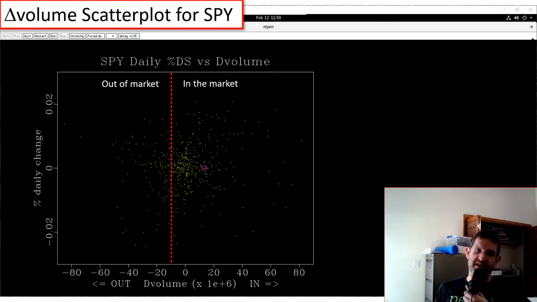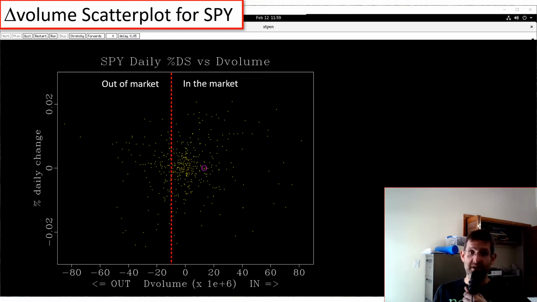So now on to the D volume strategy. I define D volume as today's volume minus yesterday's volume. Very simple. I'm plotting today's D volume against tomorrow's percent change in the stock price. Again, through back testing, I determined that when today's D volume is positive or slightly negative, it produces a positive expectancy. Again, this is explained by the buy the dip mentality.